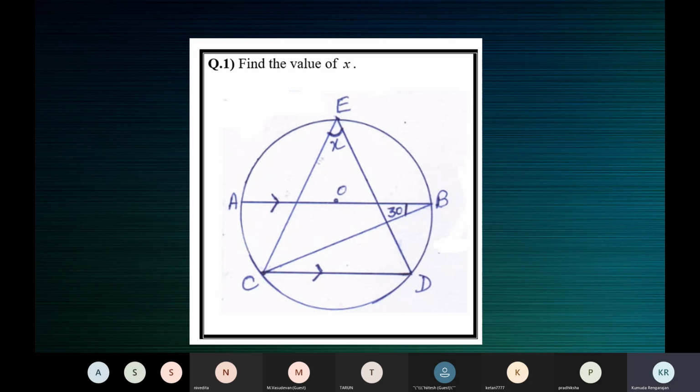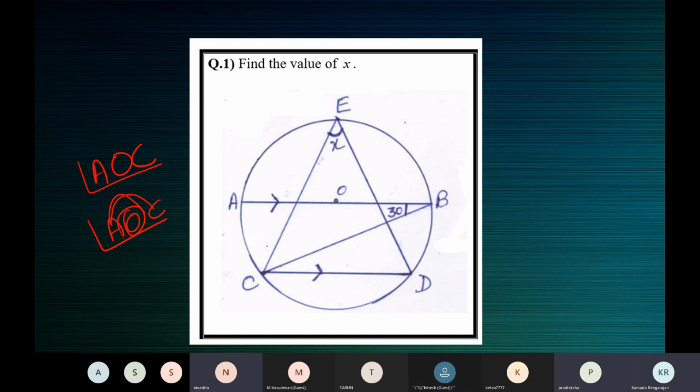AC is the arc, right? So it should be angle AOC at the center. AC is the arc. Just add this letter O in the middle. AOC is the angle made by the arc AC at the center O. Yes or no? Yes, ma'am.